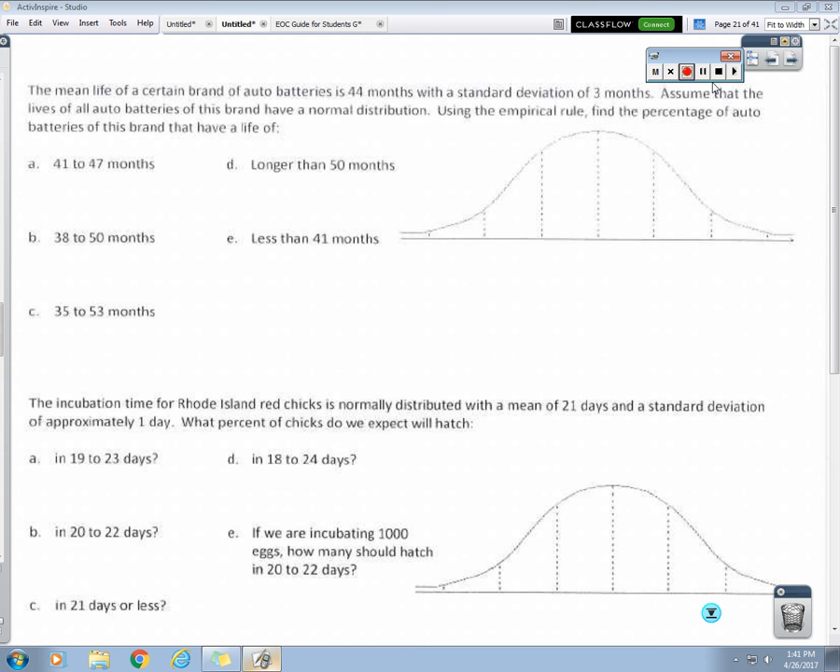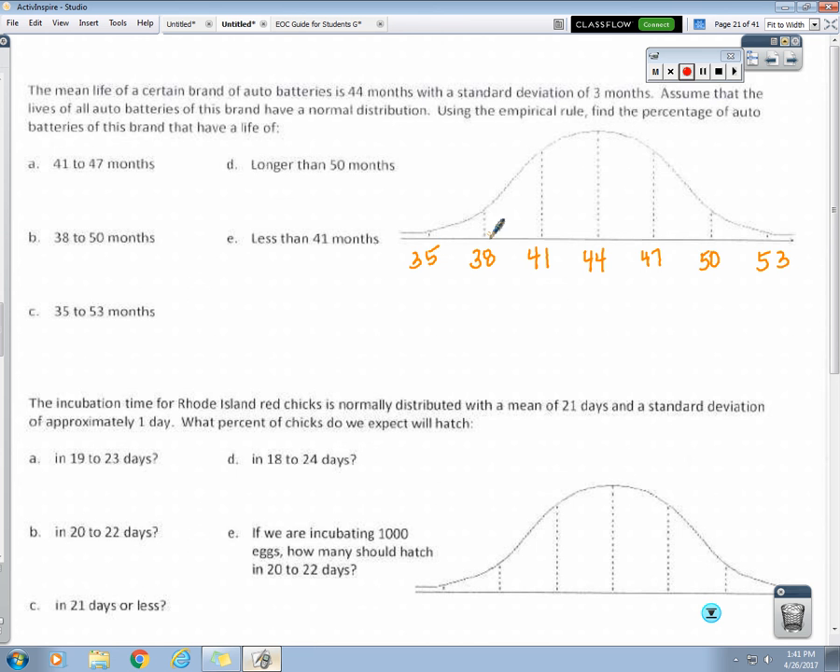Correct. Label the curve. So the mean is 44, so it goes in the middle. Okay, your mean always goes in the middle. Then your standard deviation for this one is 3. And it'll tell you what to add on the right side and what to subtract on the left. So 44 plus 3 is? 47 plus 3 is? And 50 plus 3 is? Okay? On the left, it would be minus 3, so 41.